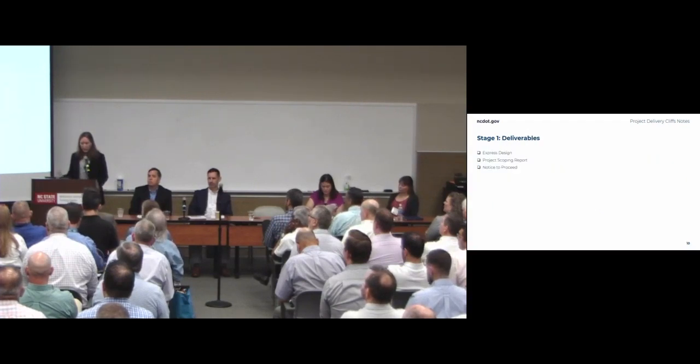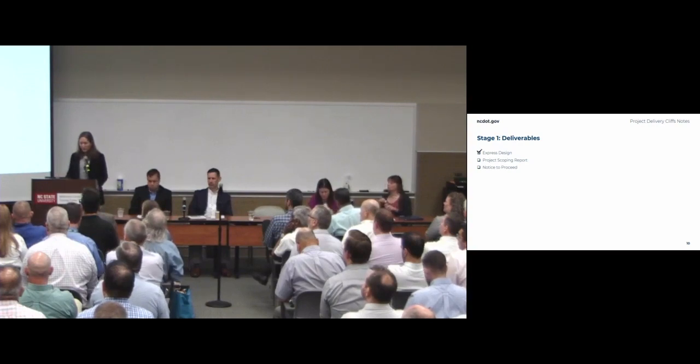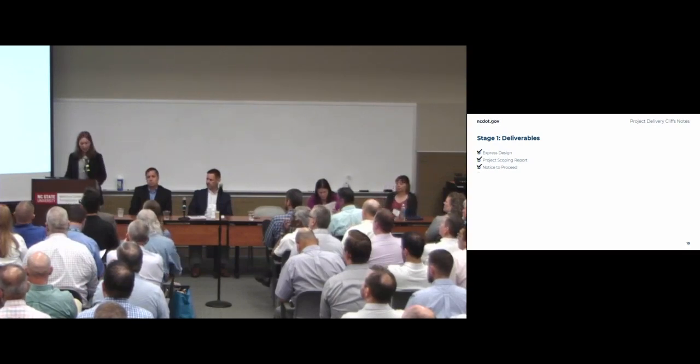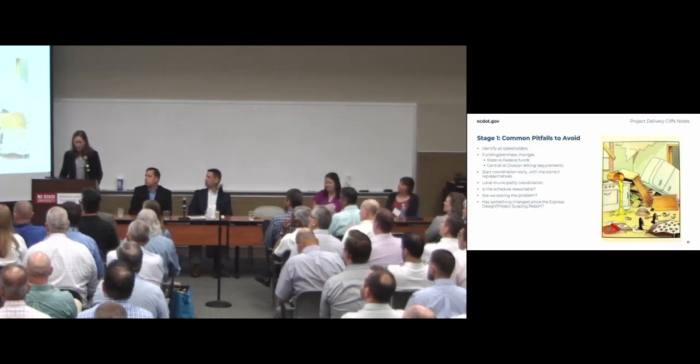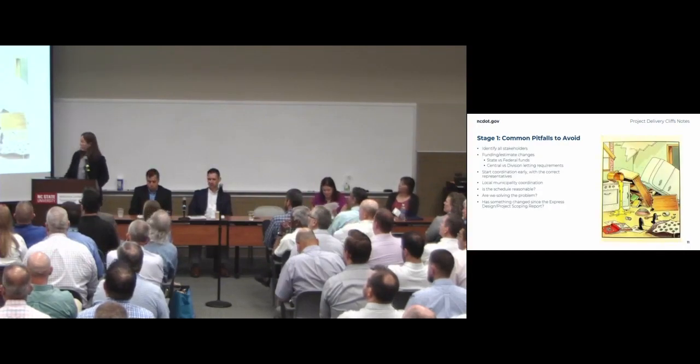There are only a few main deliverables for stage 1, but they'll set you up to succeed. You need to identify your express design, your scoping report, and then use those to formulate a scope leading to your notice to proceed. Nice and easy, right? So what can we do to avoid disaster like this poor kitchen?